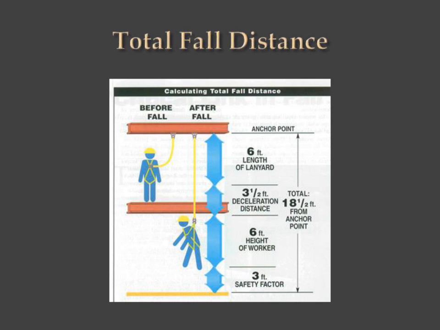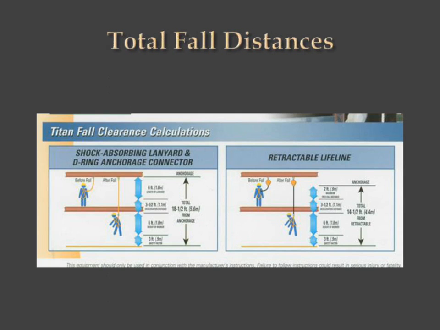Now, each piece of equipment is different. Let's look at the next slide. Here you can see, just for comparison, the shock absorber with the D-ring and 6-foot lanyard. Let's go next to it and look at the retractable lifeline. Because it locks quicker, you're not going to fall as far. So you're going to fall 14.5 feet. Okay? But let's take into consideration some other things you do.